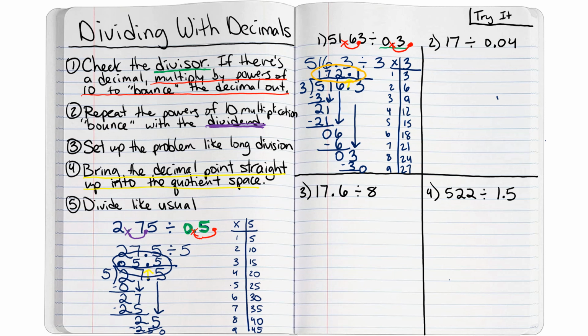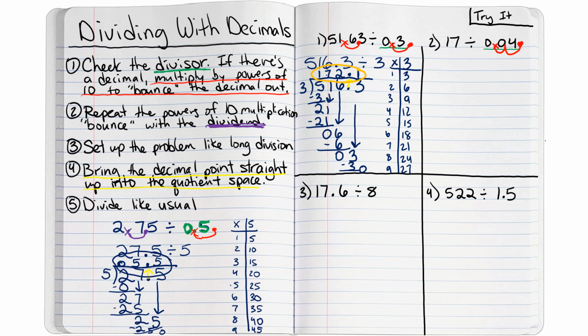So now let's check out problem number 2. We're going to use the same list of steps. First, I'm going to check out my divisor to see if I have a decimal. Sure enough, I have a decimal. I have 0 and 4 hundredths. So I'm going to need to bounce that decimal out by multiplying by powers of 10. 1, 2. It takes me 2 decimal jumps to bounce it out.